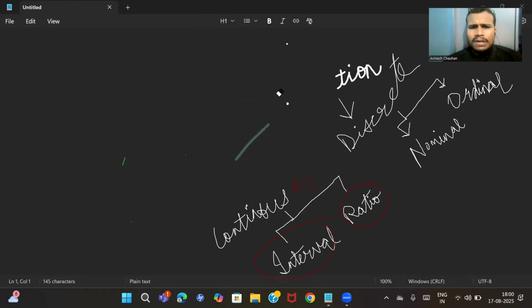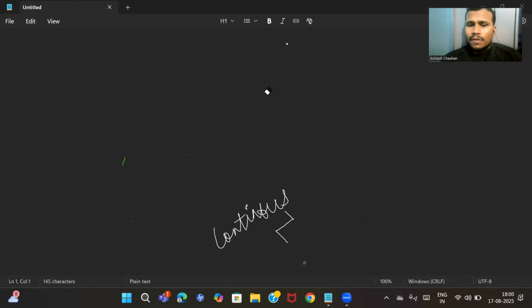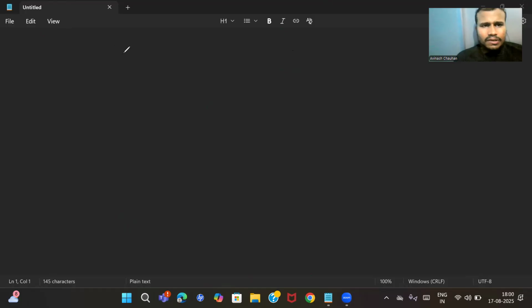Now let's discuss the first machine learning algorithm. What will be the first ML model we will be discussing? The very first model is linear regression.